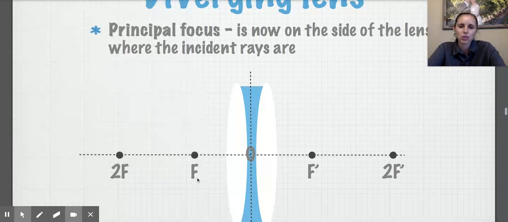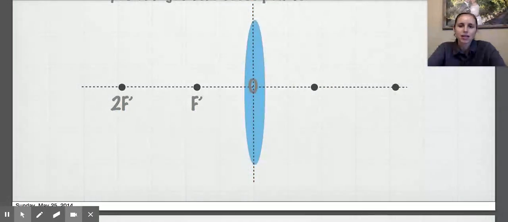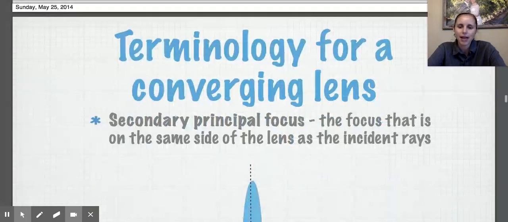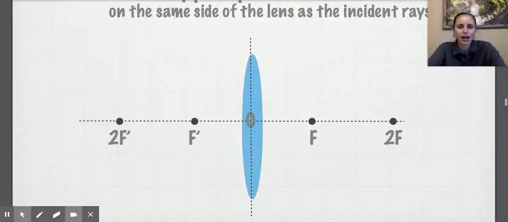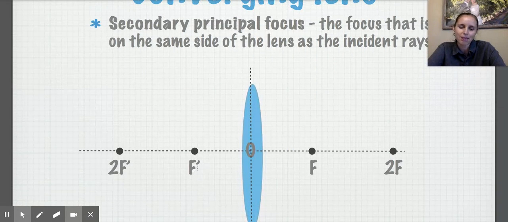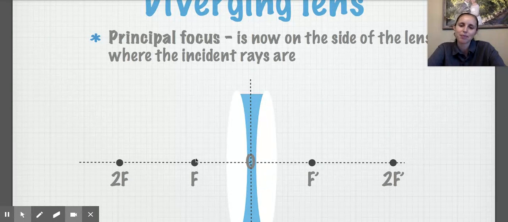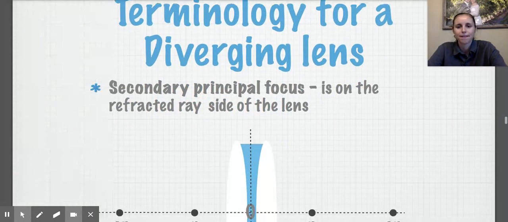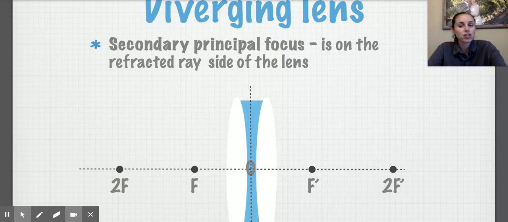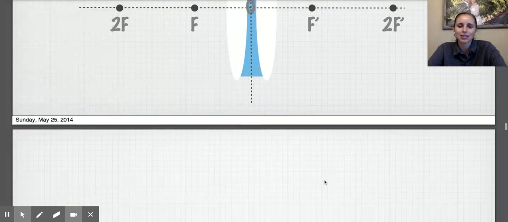If we take a look between this diagram and this diagram, they look exactly the same, but all that's happened is I've switched my F's. In a converging lens, I have my F prime, my secondary focus, on this side, and my principal focus on this side. In a diverging lens, I have my principal focus on this side and my secondary focus on this side, depending on how light is going to be scattered. So the diverging lens, again, has a secondary principal focus, but it has been swapped. It's now on this side of the lens.